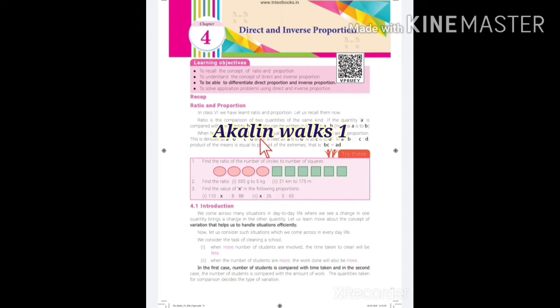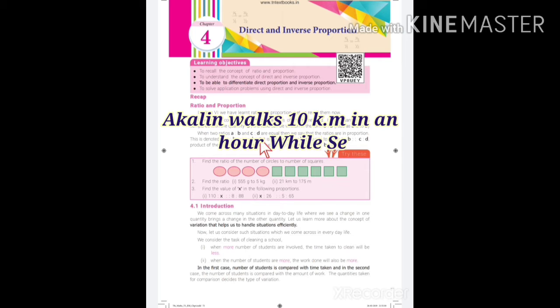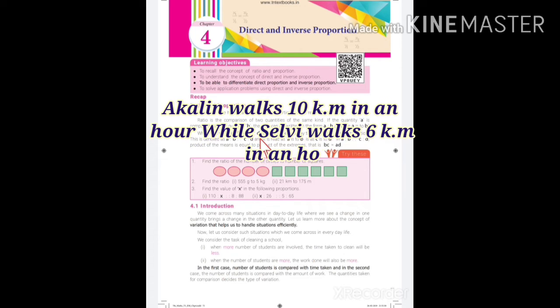Akilan walks 10 km in an hour, while Selvi walks 6 km in an hour. So we are going to compare the ratio between Akilan and Selvi. In a ratio, we compare only the same unit. Here, Akilan walks 10 kilometer, the unit is kilometer, and Selvi walks 6 kilometer. Here also we have the same unit, that is kilometer. But in a ratio, we will not mention any unit. The ratio between Akilan and Selvi is 10 is to 6.